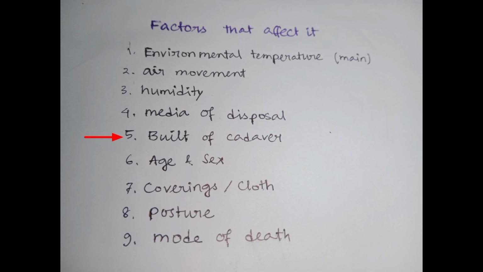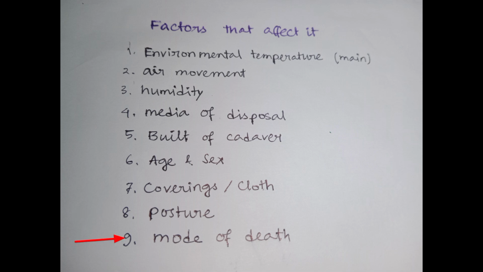Built of cadaver. Obese bodies cool slowly because fat acts like an insulator. Rate of loss is more in children and elderly because they have more surface to volume ratio. Females lose heat slowly because they have subcutaneous fatty tissue. Clothes and coverings decrease heat loss. In curl position, heat loss is less.